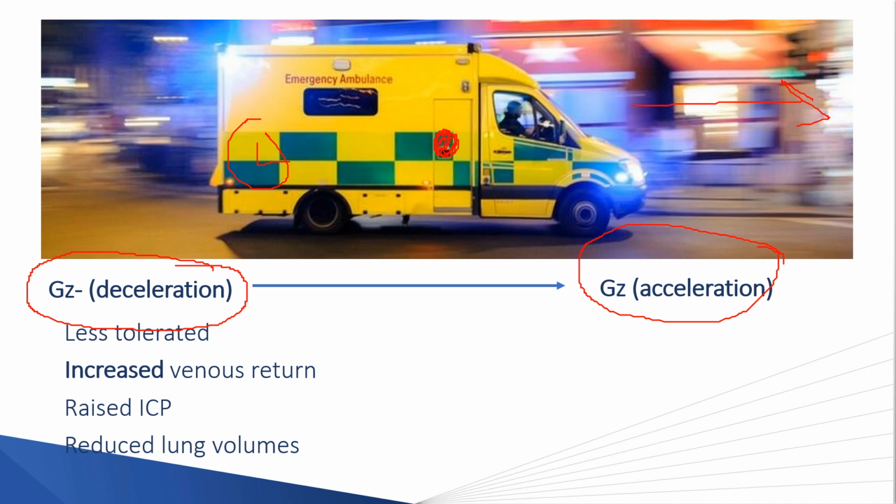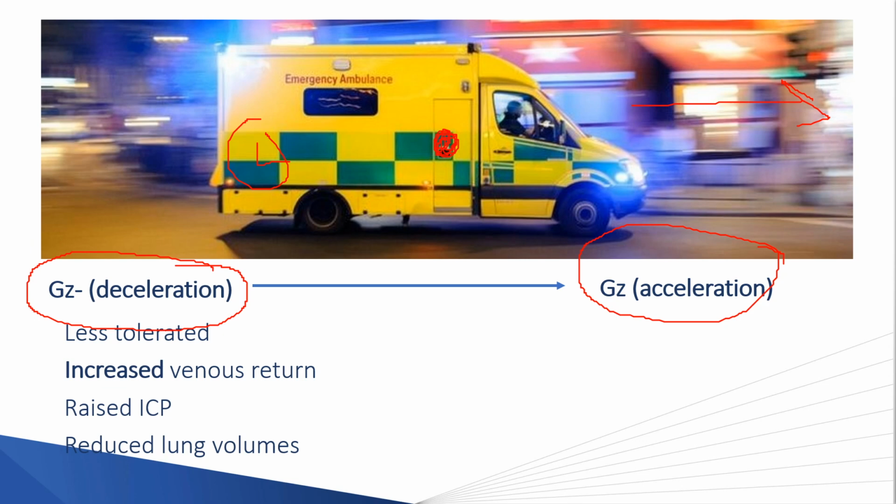Generally, deceleration, so that force in the patient's feet, is less well tolerated. The reason for this is that it increases the venous return. What happens as you're braking, the blood is then rushing towards the head, and it's causing a rise in the ICP and a reduction in the lung volumes as well, as the diaphragm moves up, and the lungs also compress because of this.